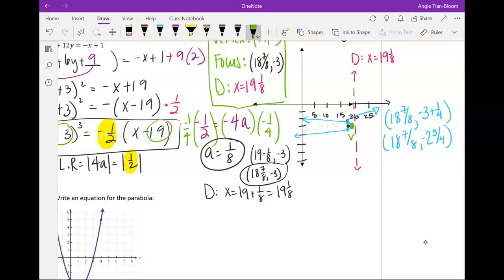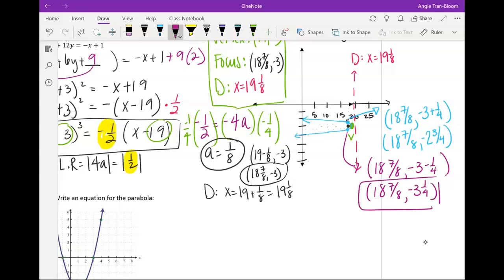We could also do the same thing on the bottom. I'm going to use a different color. The x coordinate is the same, 18 and 7/8. And we're going to take the -3, which is the y coordinate of the focus, and we subtract a quarter. So the final answer for this bottom ordered pair of the latus rectum is 18 and 7/8, comma, -3 and a quarter. So if I ask you for the ordered pairs, those are the two ordered pairs, and that's how we find them.